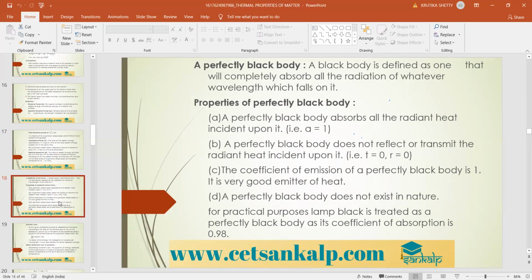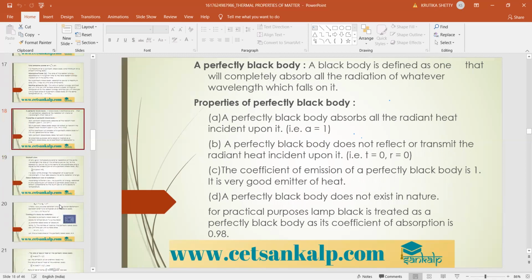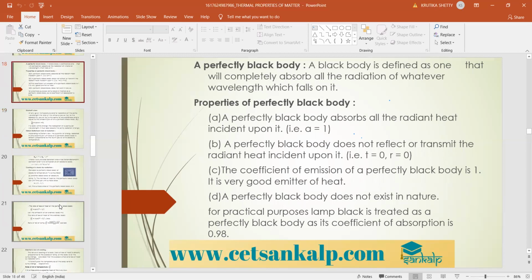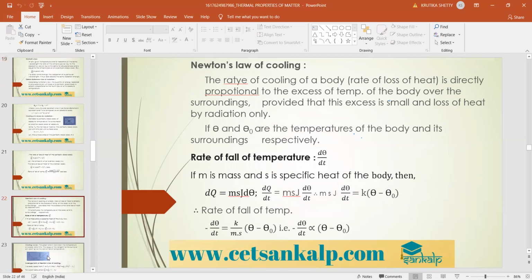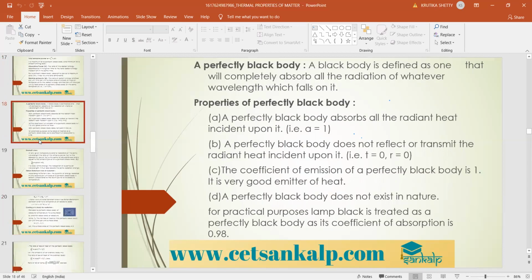Then next we have a perfectly black body. A perfectly black body is defined as one which will completely absorb all the radiation of whatever wavelength falls on it. That is called a perfectly black body. Here we have some properties of a perfectly black body. So what are the properties of a perfectly black body? Let us see. A perfectly black body absorbs all the radiant heat.